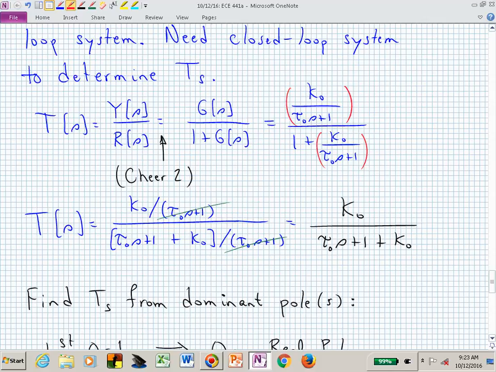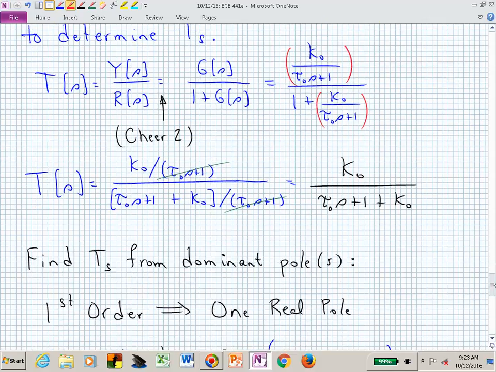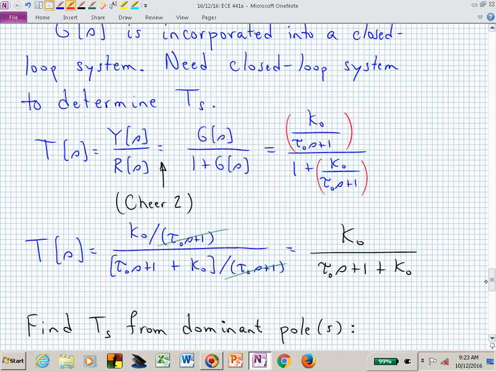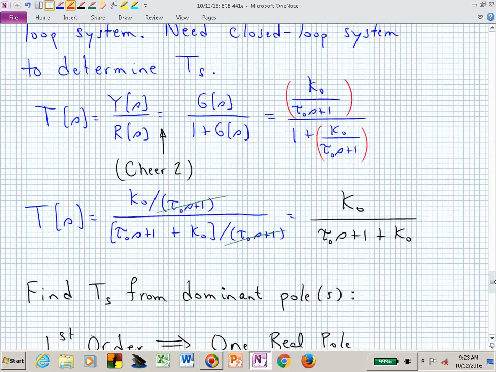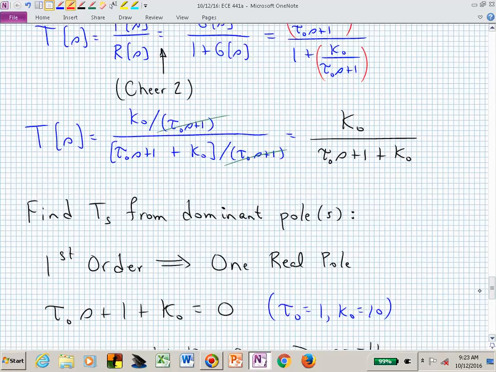Now we can find our settling time from the dominant pole, or poles. How many poles do we have? You were quick. You only have one, don't you? You have S to the 1 in the denominator. You have a single pole. That's going to be real. It's on the real axis. Now we don't have to worry about angles, do we?